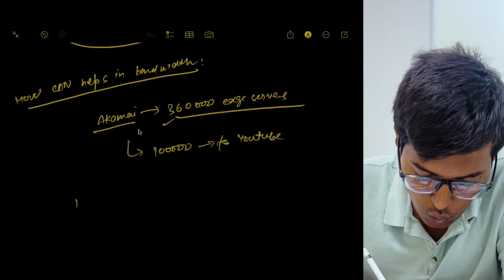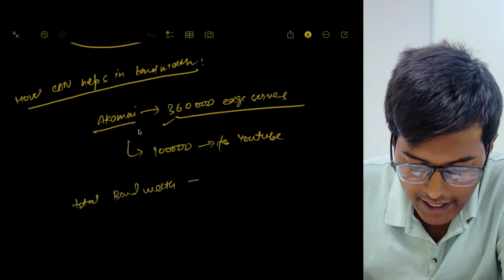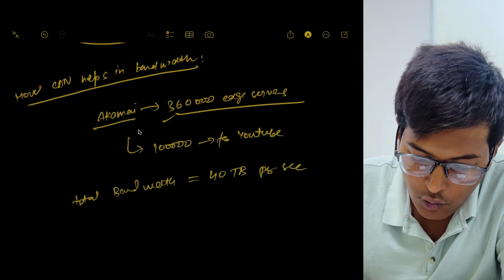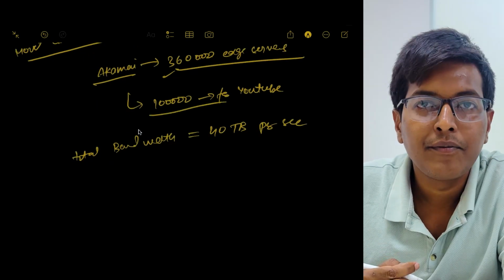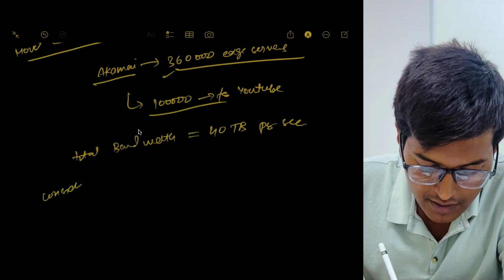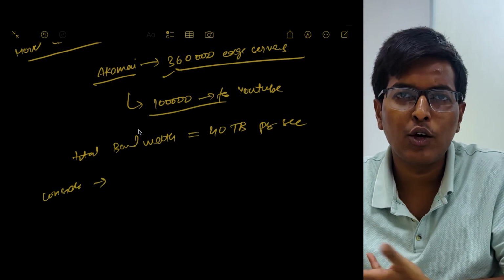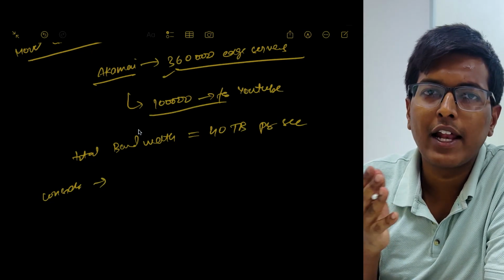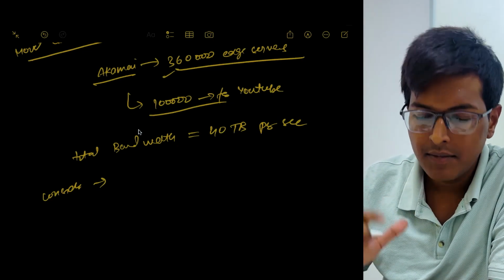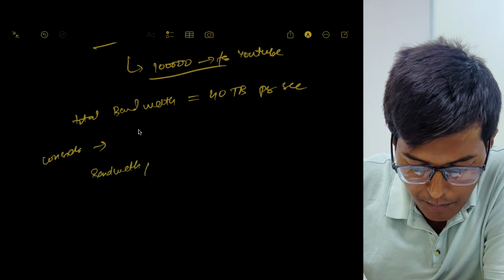So now the total bandwidth requirement, if you remember from earlier, is 40 terabytes per second. Now this is distributed among a lot of edge servers. Let's consider that the traffic is equally distributed. Of course, it will not be equally distributed, but for ease of calculation, let's say the traffic is equally distributed among all the edge servers. So what will be the bandwidth requirement per edge server?